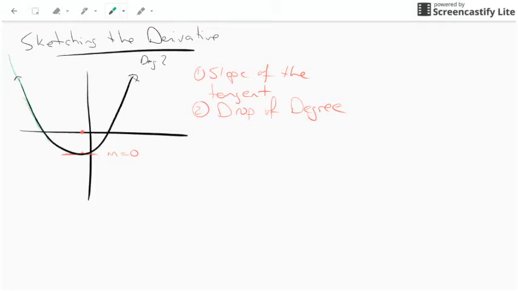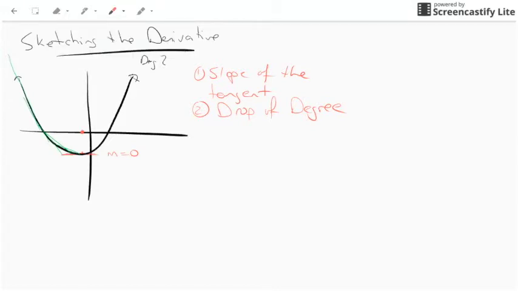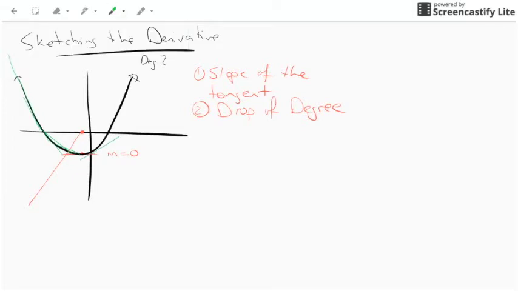Then it becomes negative 5, negative 4, negative 3, negative 2, negative 1, and then we get 0 right there at the vertex. So when we plot that, all of the values of the derivative are going to be down here below the x-axis. Now on this other side, all of the tangent lines are going to have positive slopes, positive 1, positive 2, positive 5, positive 10.